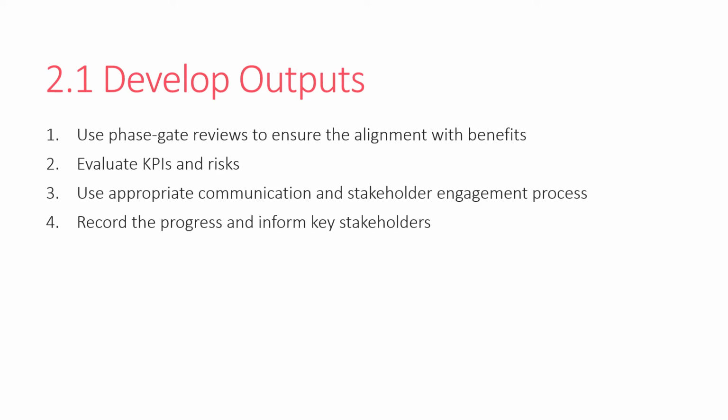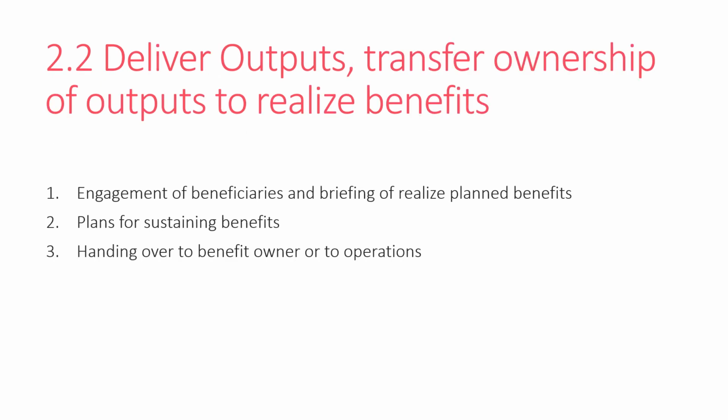You can use all the initiation, planning, execution, monitoring, and controlling phases. All those phases come into the picture in terms of developing the outputs. It's about delivering the deliverables. The second is delivering the outputs, right? And transferring the ownership. So engagement of beneficiaries and briefing the realized planned benefits.